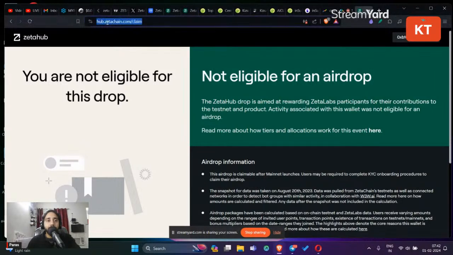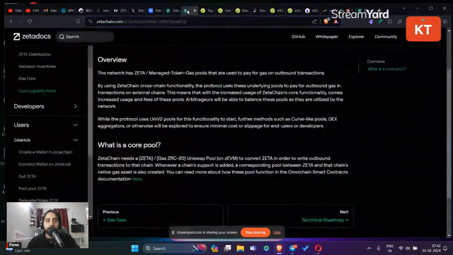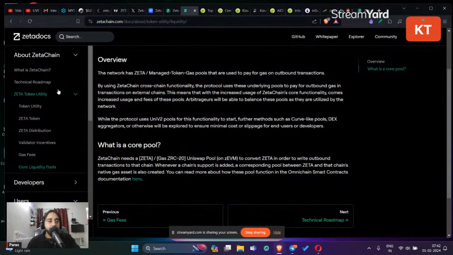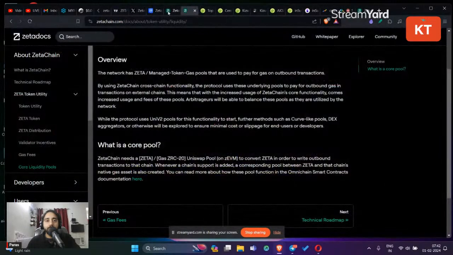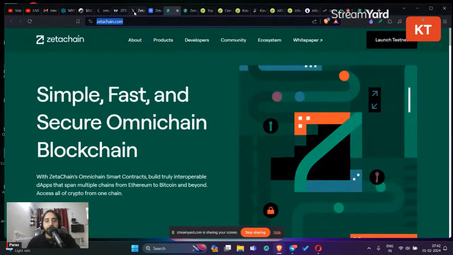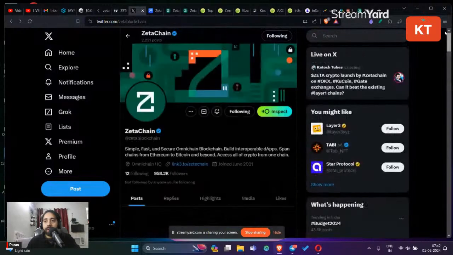So make note of hub.zetachain.com/claim to claim your airdrop here by connecting your wallet. MetaMask specifically. So again, this is about this thing. Then we have this about CMC. So everything looks good. If there is any announcement, let me just look at their Twitter handle.